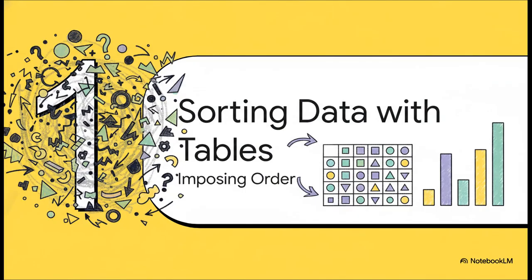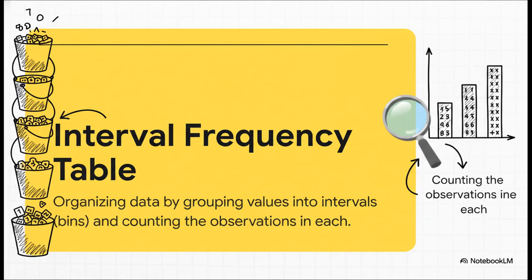Well, the journey from chaos to clarity doesn't actually start with a fancy graph. It starts with a simple but really powerful first step, just getting organized. Before we can visualize anything, we gotta impose some order on it. And our number one tool for that is the interval frequency table. The idea is actually super simple. We're just grouping our numbers into buckets. Statisticians call them bins, and then we just count how many numbers fall into each bucket. That's it. We end up with these groups, or intervals, and how frequent they are.